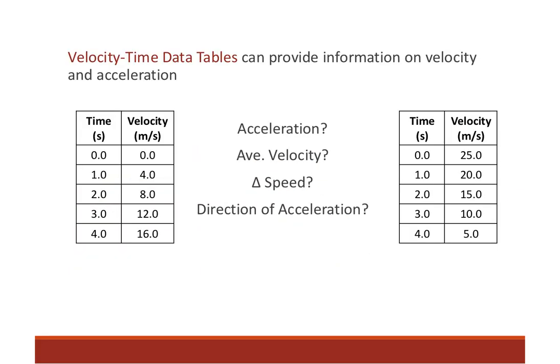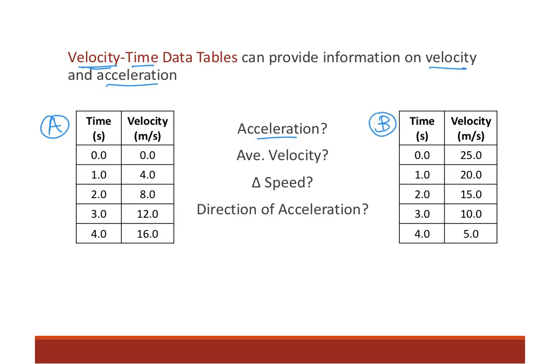The second type of data table that you'll be analyzing are velocity time data tables. And you need to make sure you know whether you're thinking about position time or velocity time because they can look very similar. But velocity time data tables help you think about the velocity and the acceleration. So first, let's think about the acceleration that's being shown by these two tables. I'm going to label them A and B again.